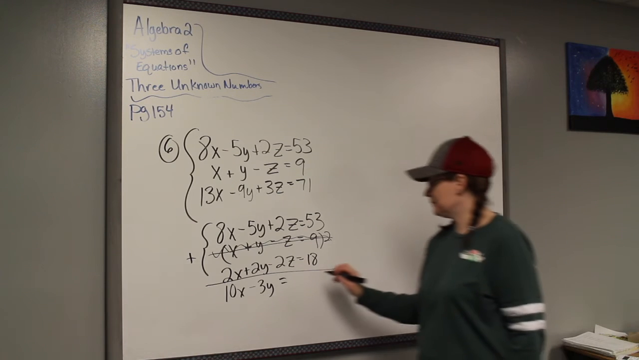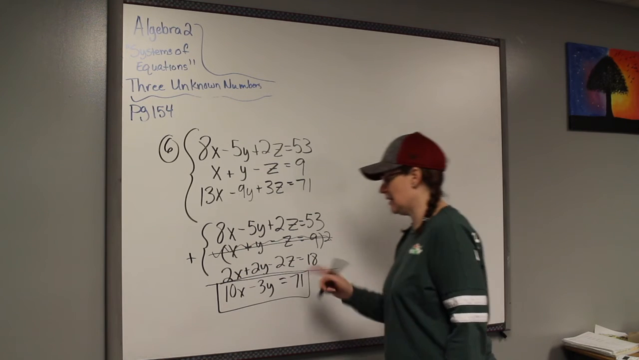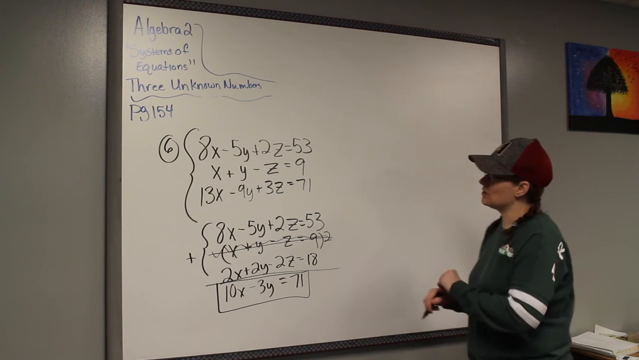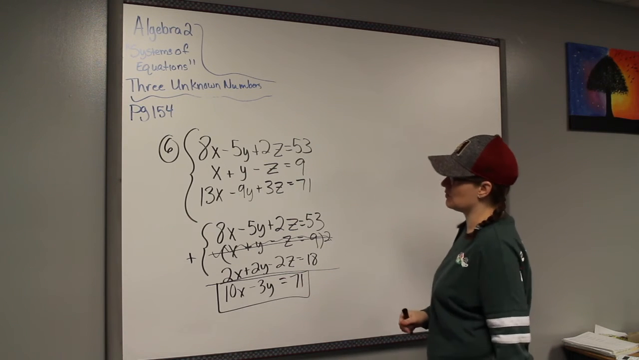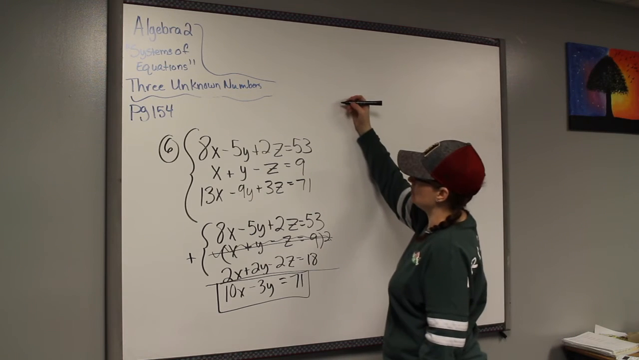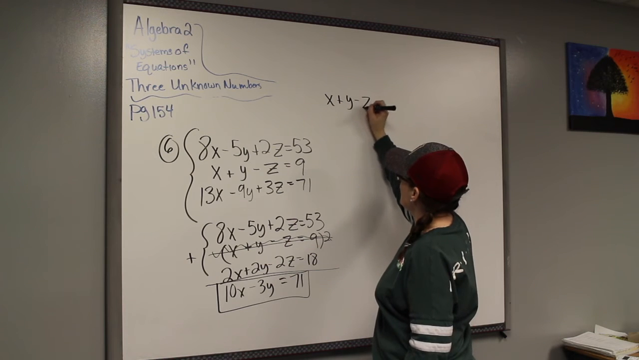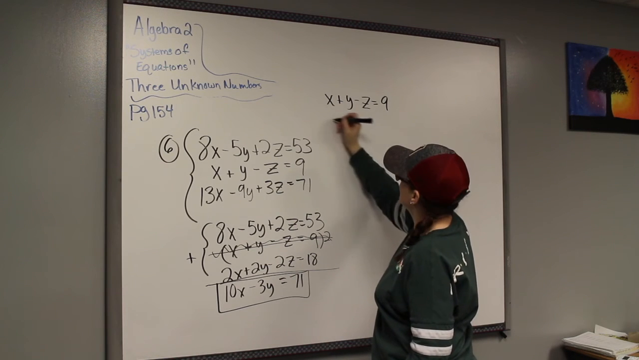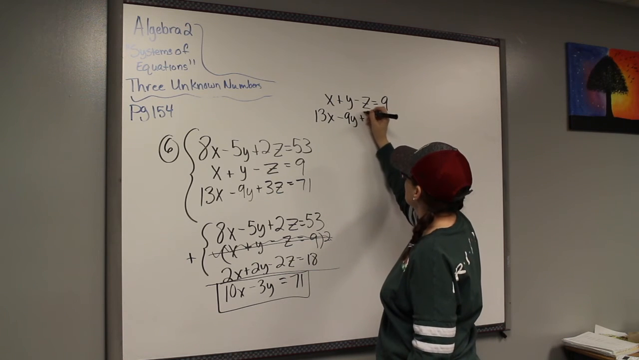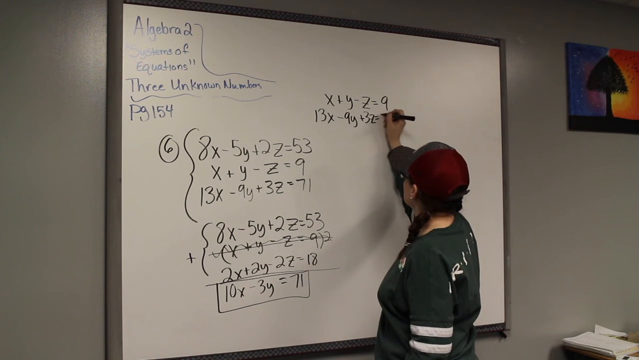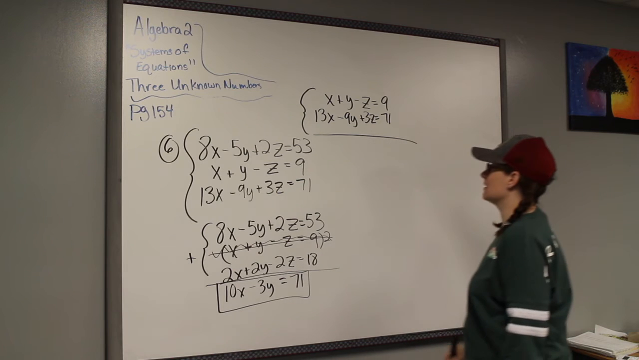Yeah, 71. Okay. Then we're going to save this equation that is now missing z. Okay, we're going to come back to that. Now I'm going to use this one and this one, the middle one and the last one, to make another equation where z cancels out. So I'll do that up here, and I have x plus y minus z equals 9. Then I have 13x minus 9y plus 3z equals 71. Okay? Oh, that's a little ugly.